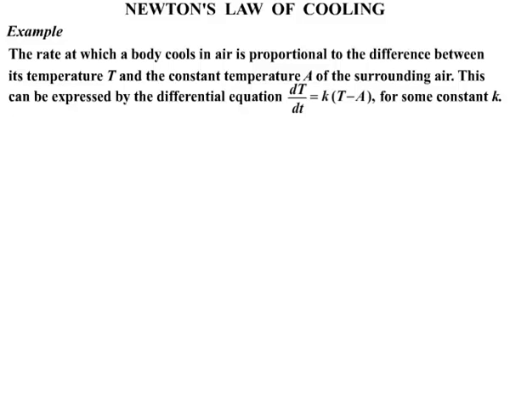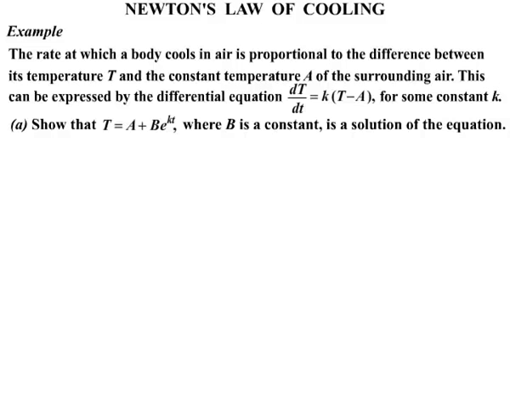In this lesson, we'll look at Newton's law of cooling. Example: the rate at which a body cools in air is proportional to the difference between its temperature T and the constant temperature A of the surrounding air. This can be expressed by the differential equation dT/dt, where the top dT refers to the temperature and the bottom dt refers to time, and that equals k times (T minus A) for some constant k.